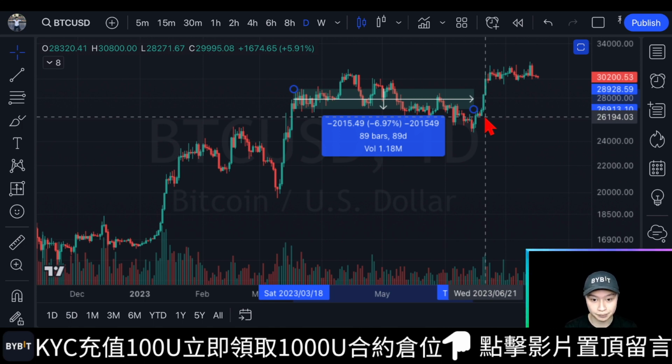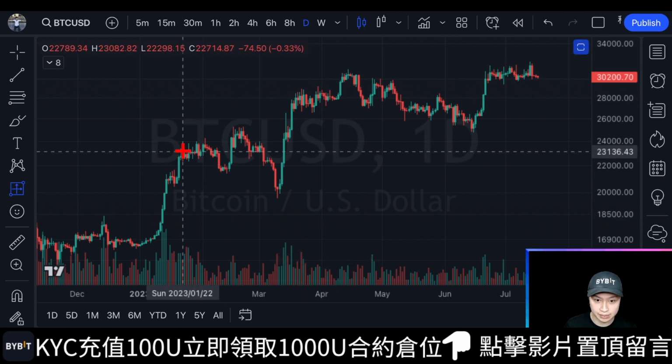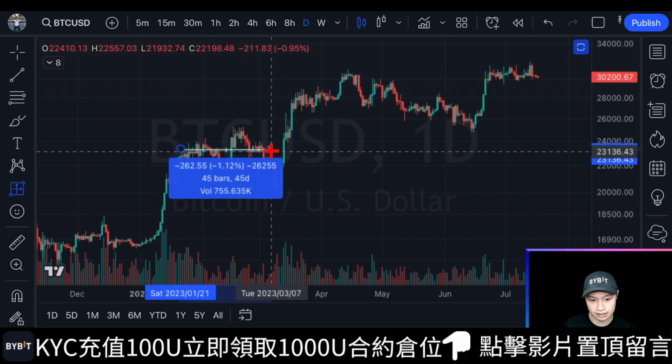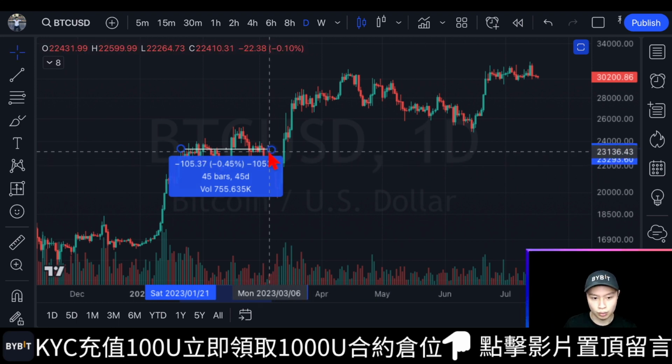For the next 2 times, the degrees of pullbacks are a lot smaller. I think the bumpy ride should begin here. It's more sensible. So it lasted for around 45 days. This period of the bumpy ride lasted for around 45 days, or you can say 45 to 48 days.